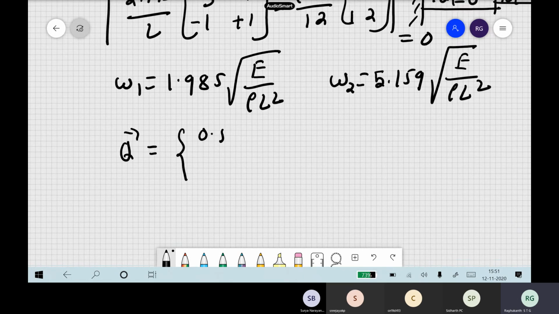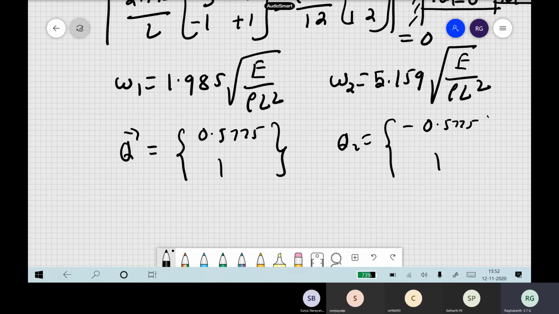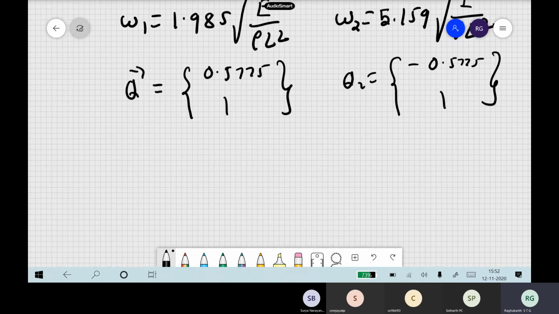And you can find out the mode shapes also. 0.57751, and then Q2 will be minus 0.57751. So these are the eigenvectors. But as I already told you, you have to find out the amplitudes of the eigenvectors. How to calculate the amplitudes A1 and A2?